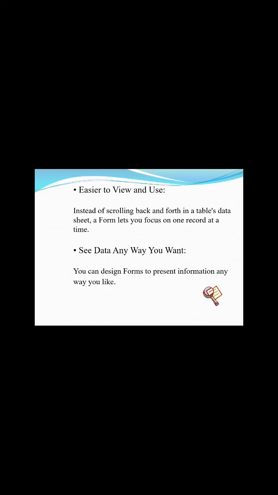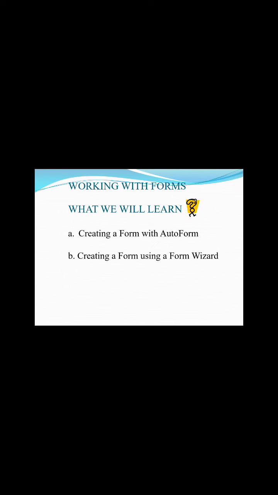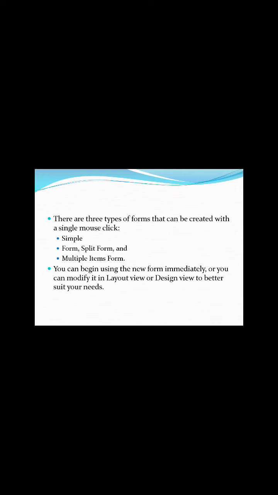Now once you create a form, it is easier to view and use. Instead of scrolling back and forth in the table datasheet, a form lets you focus on one record at a time. You can see data any way you want. You can design a form to present the information any way you like. Now, we can create a form in three ways. First, by simple form option. Second, by split form option. And third, multiple item form.